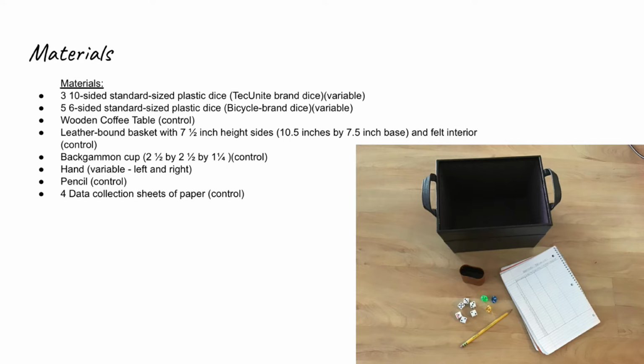For my materials, I used the 3 10-sided standard size plastic dice from TechUnite, and then I used the 5 6-sided standardized plastic dice from Bicycle brand dice. I used a wooden coffee table as my control, and a leather-bound basket with 7.5-inch height sides. I also used a backgammon cup, a hand, a pencil to record my data, and 4 data collection sheets of paper.